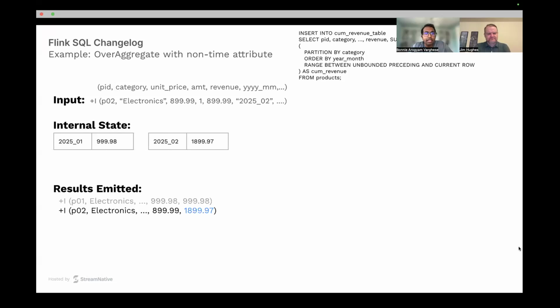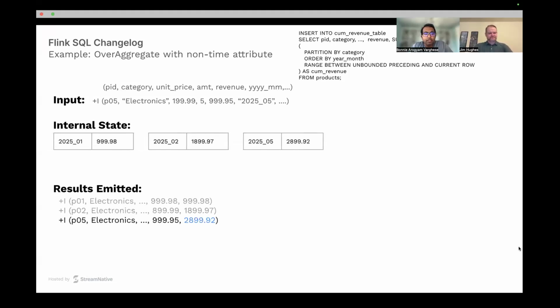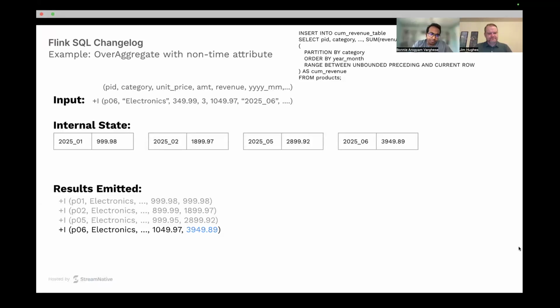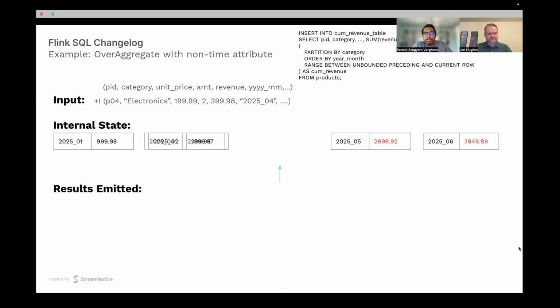Let's say the next record comes in. It inserts it in the sorted table and produces an insert for the cumulative revenue for that month. So right now, the previously emitted value is correct, and the current emitted value has the right cumulative value. Similarly, for product ID P05, which comes for the month of May, and another product for June. As you can see, for every insert, we emitted an insert-only output with the right cumulative value. But let's see what happens if an out of order insert comes in.